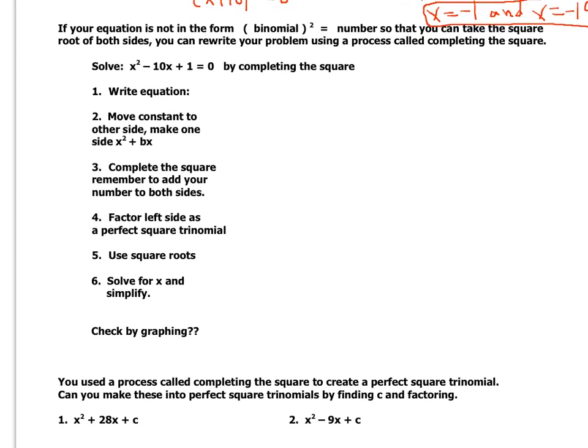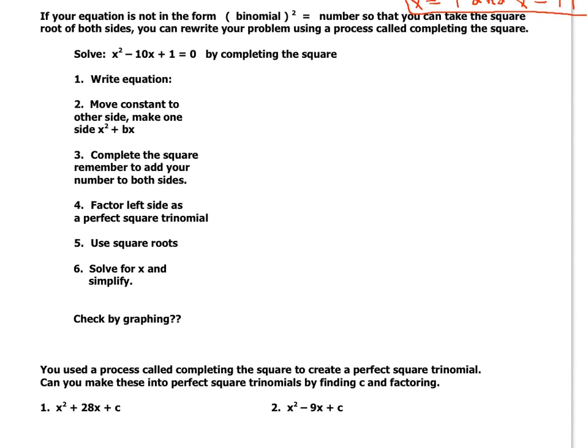Alright, so here are the steps that we are going to follow. If your equation is not in the form of a binomial squared equals some number, so you can take the square root of both sides, you can rewrite the problem using this process, completing the square. So our first step, we're going to write our equation. My equation is x squared minus 10x plus 1 equals 0. My first term is x squared, and my last term 1 is a perfect square, but 1 times 1, the 1 plus 1 does not add up to negative 10. So I need to move that 1 to the other side. I'm going to subtract 1 from both sides.